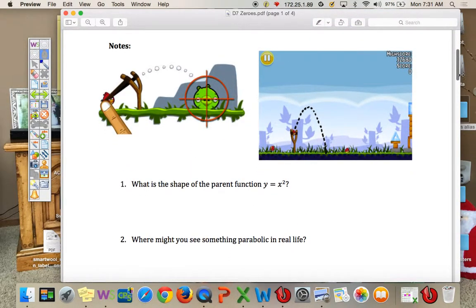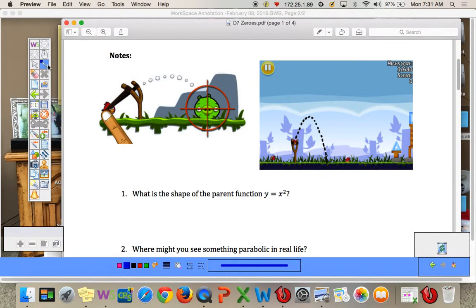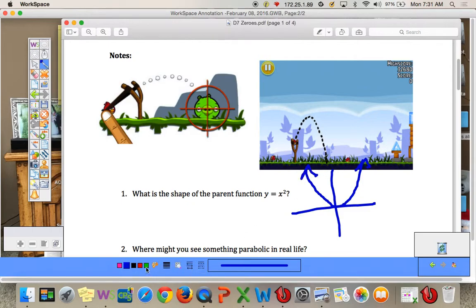So first question here in the notes, what is the shape of the parent function y equals x squared? This is a function that we looked at in first semester when we looked at shifting functions up, down, left, and right. X squared is a parabola, and we should know a few things about parabolas. It's a U-shaped graph. The vertex, or where it changes direction, is at 0, 0.